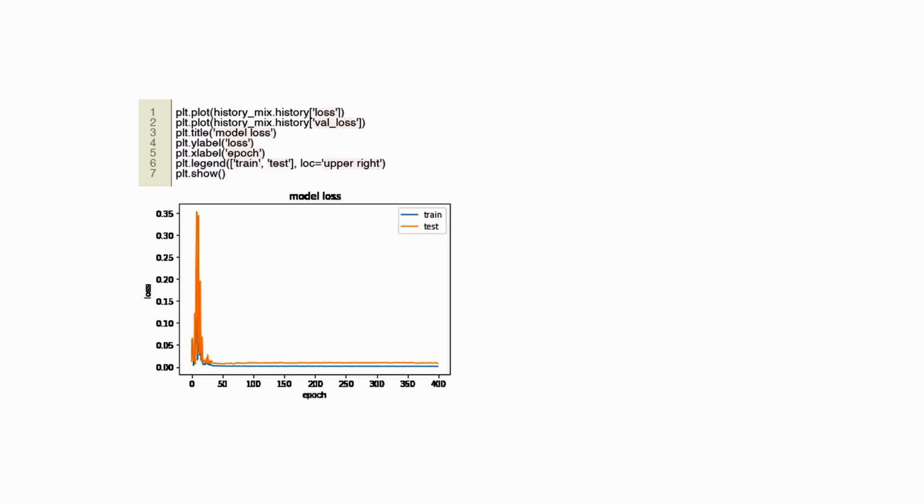The code creates a line graph to show training and testing loss values for an algorithmic trading model using Keras. It pulls the loss data from history mix and plots them, labels the graph with model loss, and adds axis titles and a legend. The plt.show command then displays the finished graph, helping to assess the model's performance.